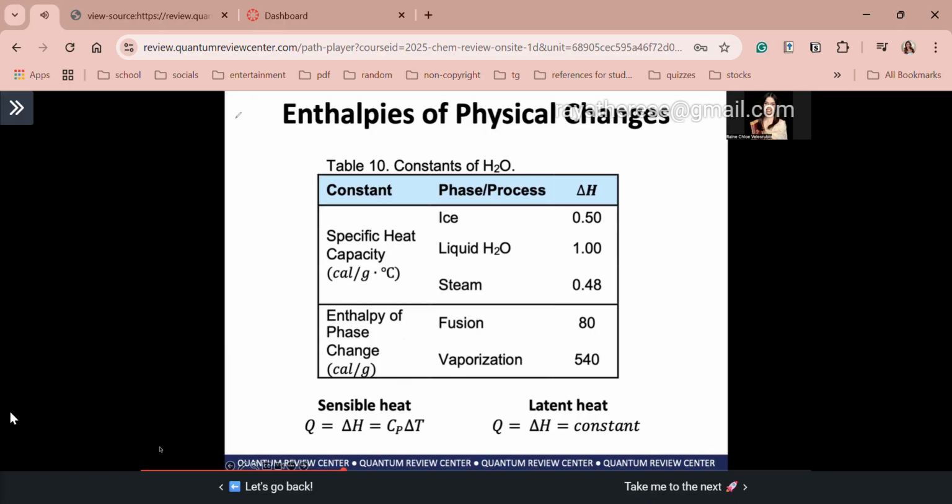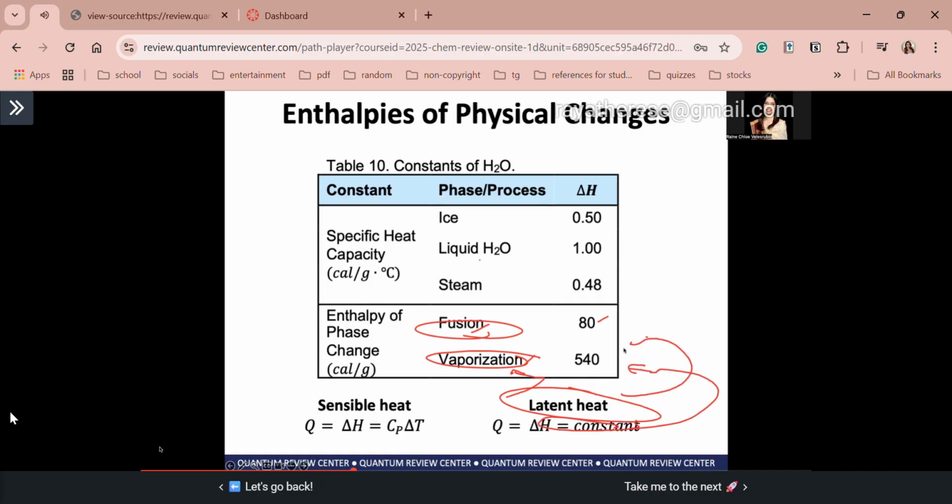Okay? So, for the enthalpy of phase change, where the process is fusion and vaporization, these are the corresponding enthalpy change values. So, for fusion, which is for melting, the delta H is equal to 80 cal per gram. Now, for vaporization, it's 540 cal per gram. Okay? So, guys, this is what we call latent heat. Because at phase changes, you have latent heat and these are their respective delta H constants.